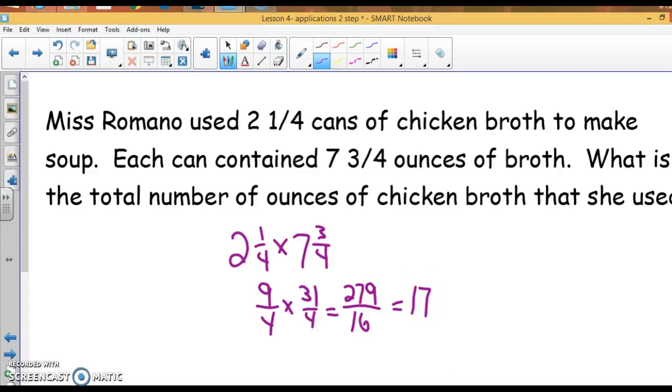17, and the remainder is going to be 7/16. So 17 and 7/16.